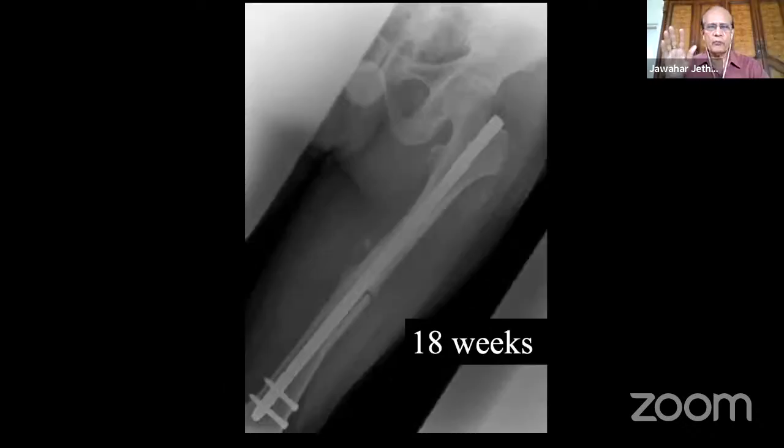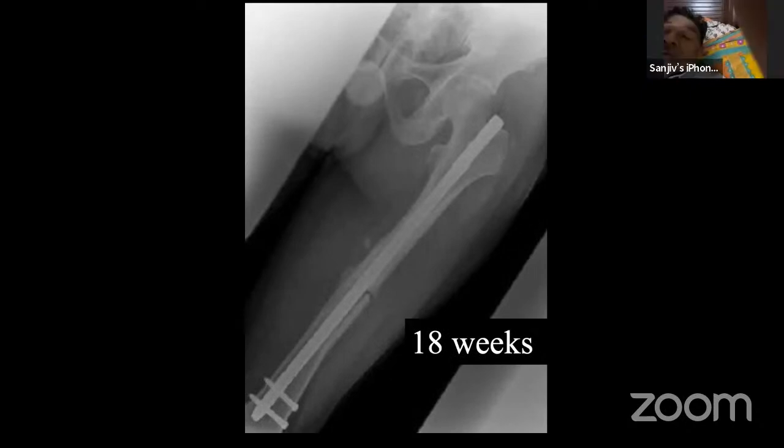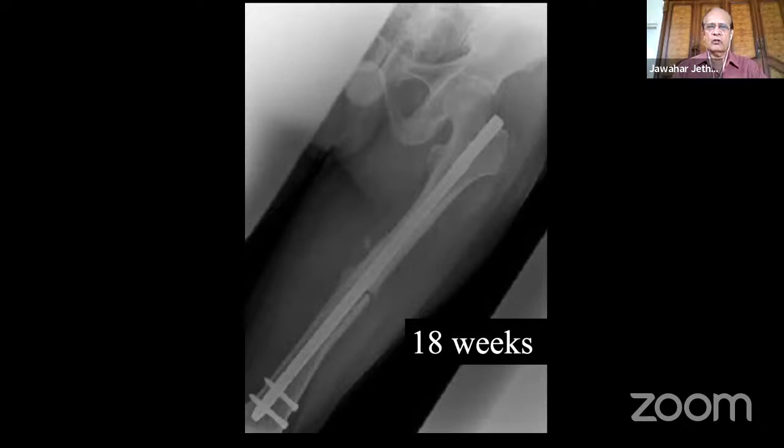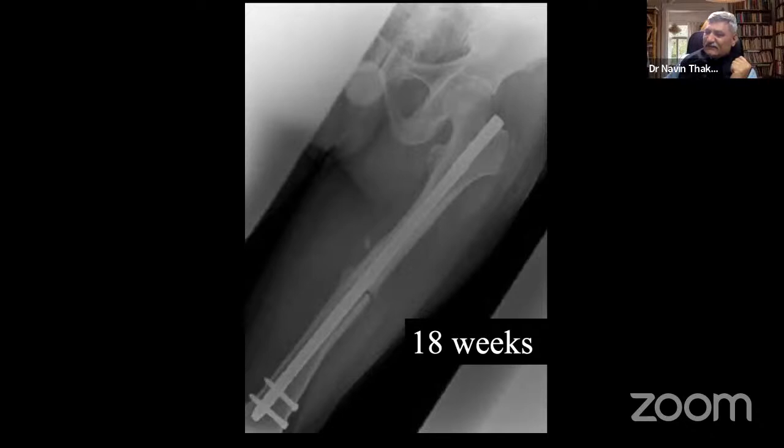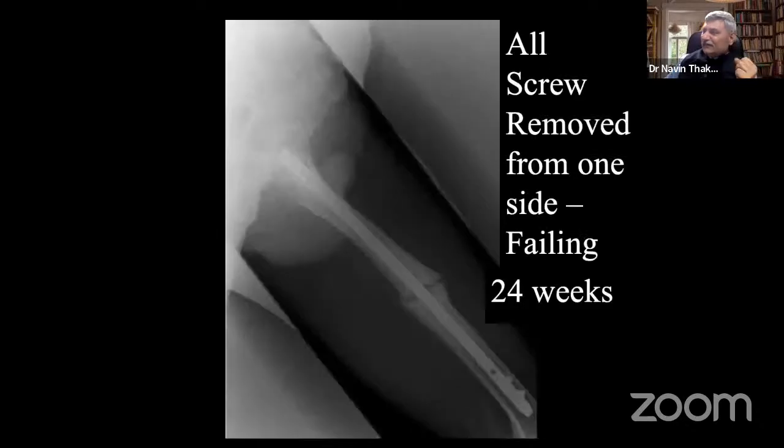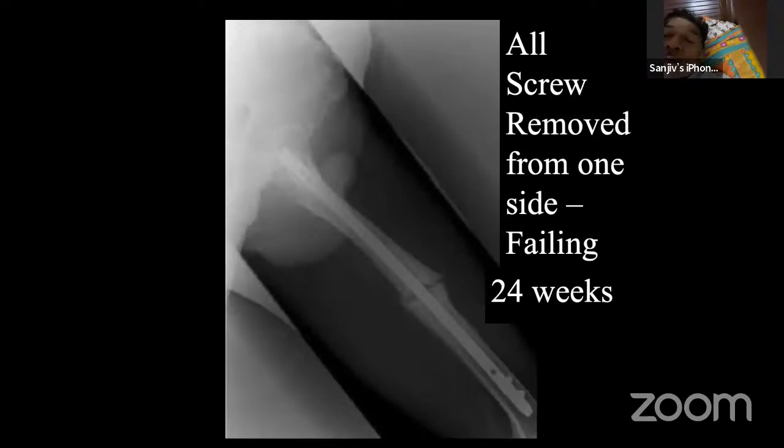Post-operatively, we have to see whether dynamization has occurred, or it has stayed the same as it was before. Here dynamization has not occurred, because the screw is snugly fit in the proximal part, so it will not allow sliding of the screw. So these are the findings of all the experts, right? And you can see what happened. At 24 weeks, it is failing.